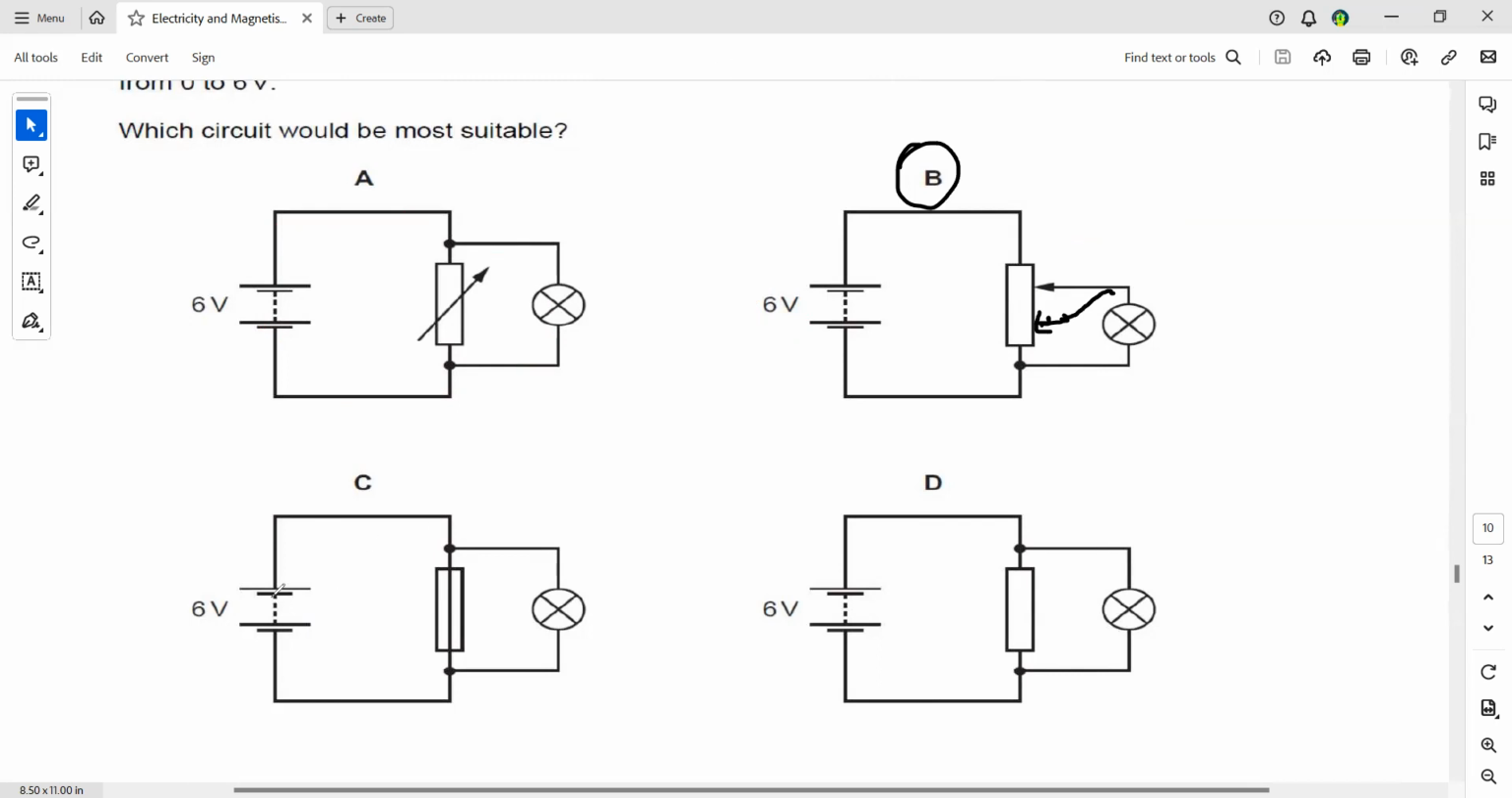Why not C? Again, you can see in C the lamp is directly connected in parallel to the supply, so the voltage cannot be changed. It will always receive the same 6 volts. But in B, the lamp is not directly connected. First we have a variable resistor, and with a part of the variable resistor, a lamp is connected. So the voltage will divide, like if it's a 6 volt supply, 2 volts here, 4 volts here. And if we move the sliding contact down, the voltage down will be less and the voltage at the top will be higher.